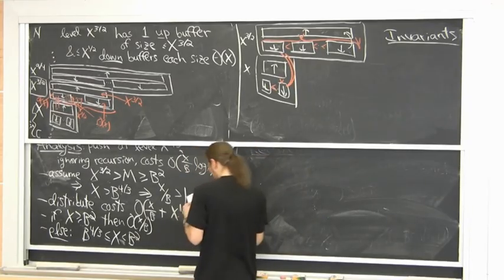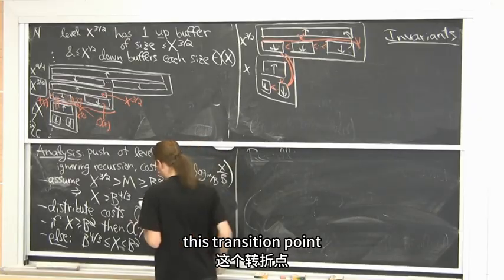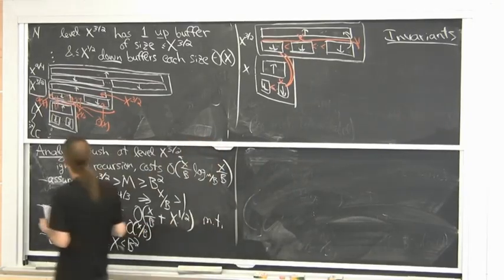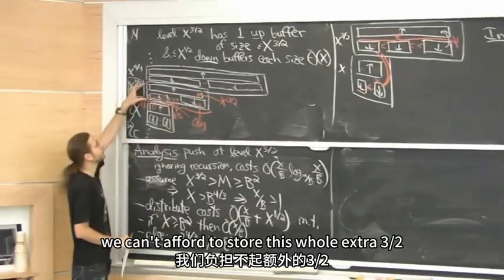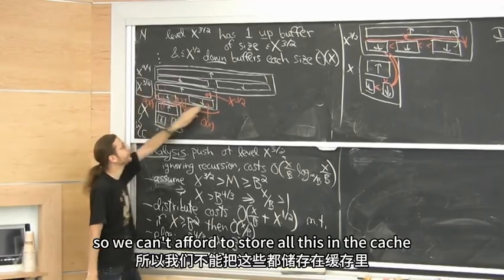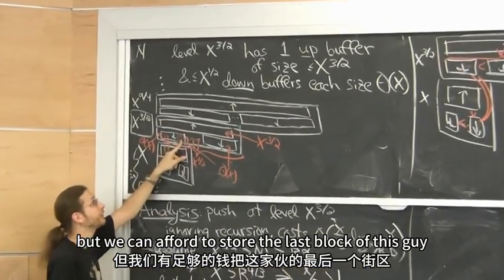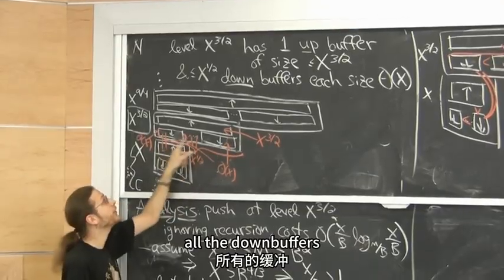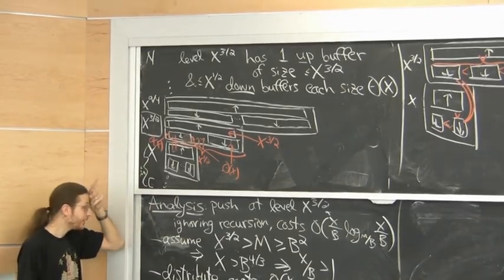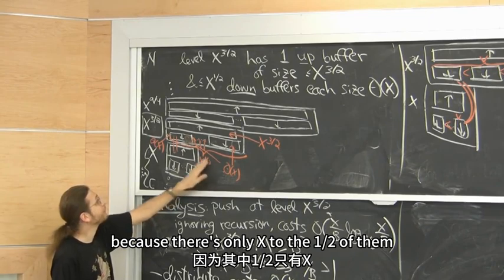So then, at this transition point, what we do is say, okay, we can't afford to store this whole thing, since x to the 3/2 is not less than M. So we can't afford to store all this in the cache. But we can afford to store the last block of this one and the last block of this one. All the down buffers, we can store the last block in cache. Why? Because there are only x to the 1/2 of them.